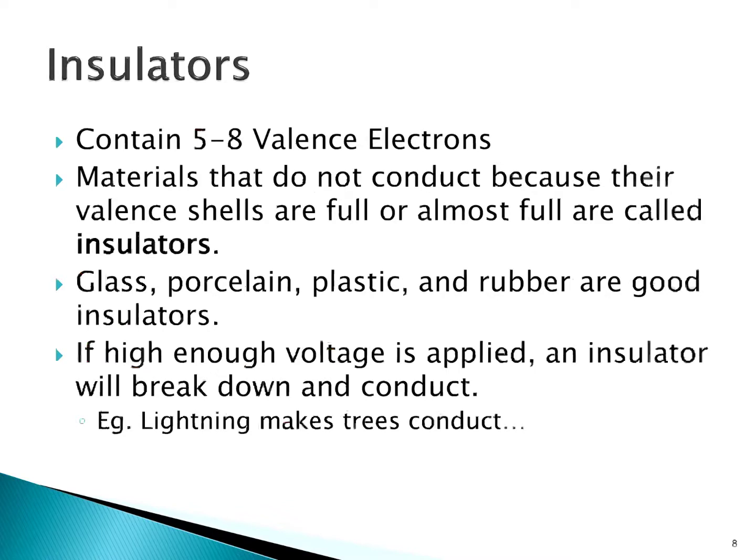So then what are we looking at when we look at the other end of the scale? Well, we're talking about a maximum of 8 electrons. If we work our way back and develop another range at the upper end, we would have 5 to 8 valence electrons. So when we have 5 to 8 valence electrons, that's classified as an insulator. So these are materials that do not conduct and are full or almost full of valence electrons. So glass, porcelain, plastic, rubber are all good insulators. So we use all of these in electric circuits to prevent electricity from flowing.